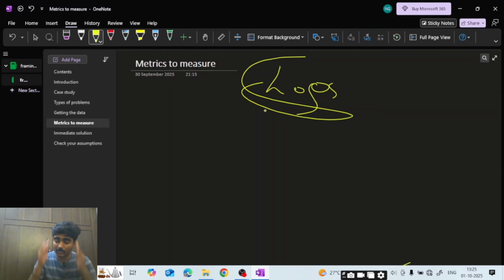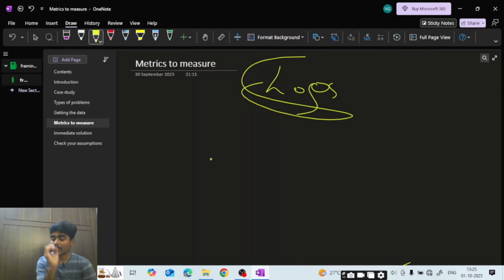So in this way you need to select the right metric, because selecting the right metric is very important in training a machine learning model. If you don't choose the right metric, the machine learning model would definitely be trained in the wrong direction. So choosing the right metric is very important.